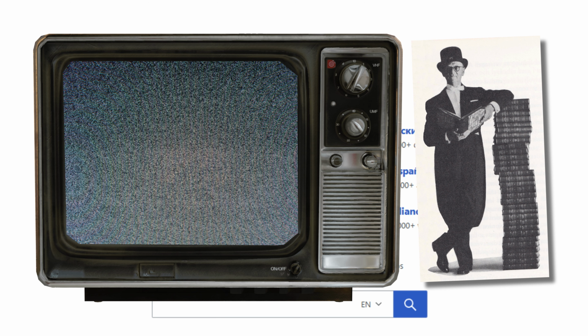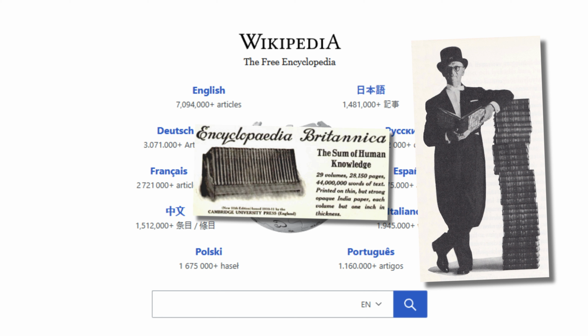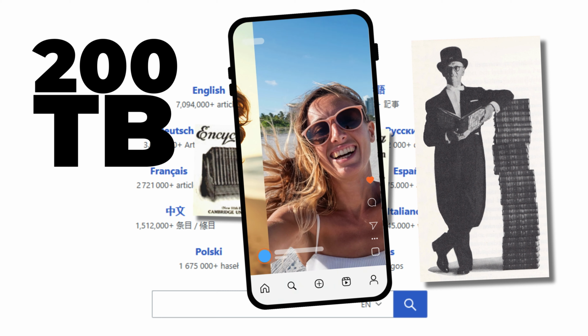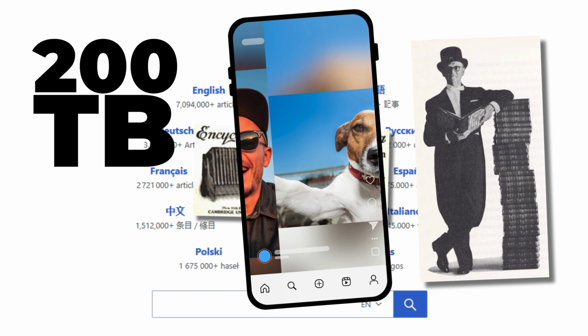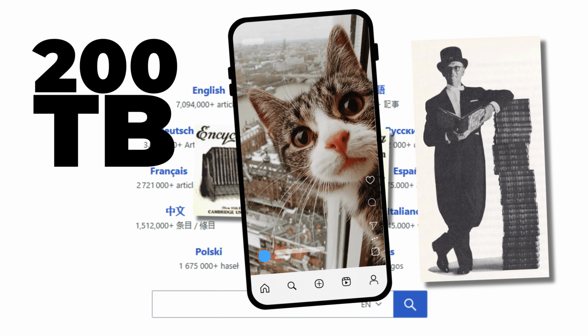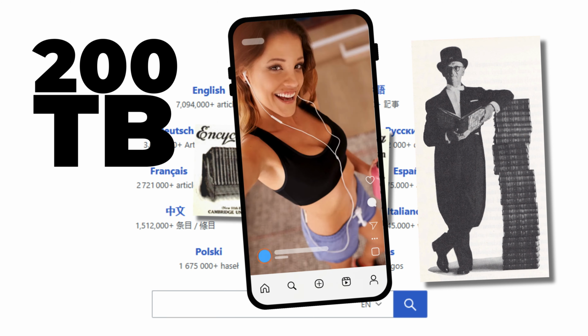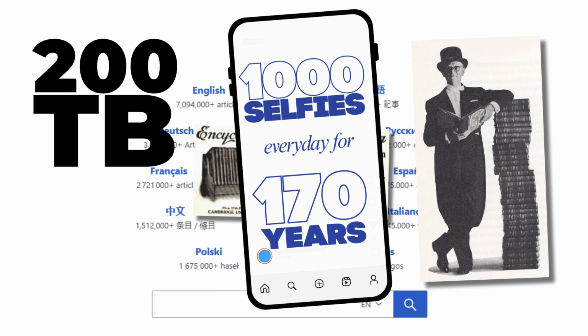Luckily, you don't need those anymore. Today, Wikipedia contains 200 terabytes of information. That's a lot, and probably too much for most people to understand. Let's put it this way. If your phone could hold 200 terabytes, you could take 1,000 selfies every single day for 170 years before running out of space. And hosting that much data isn't cheap.